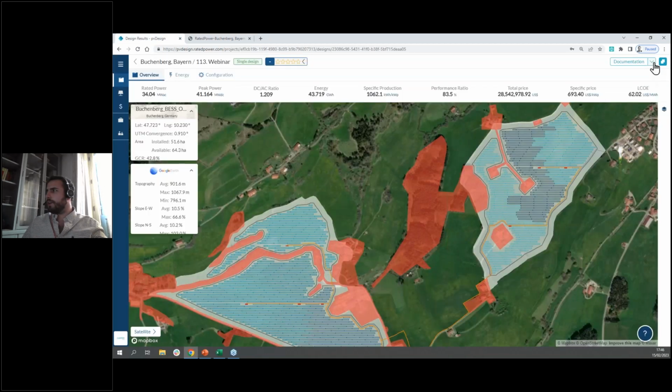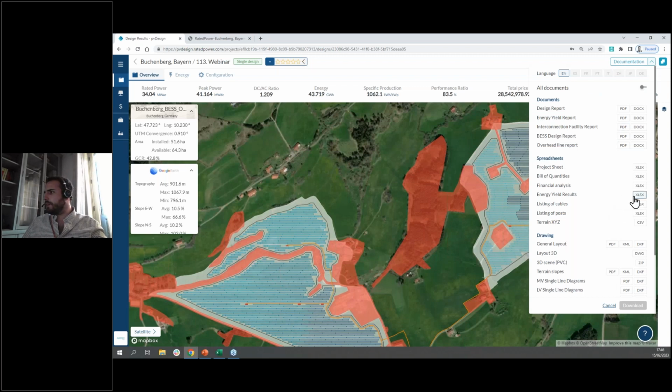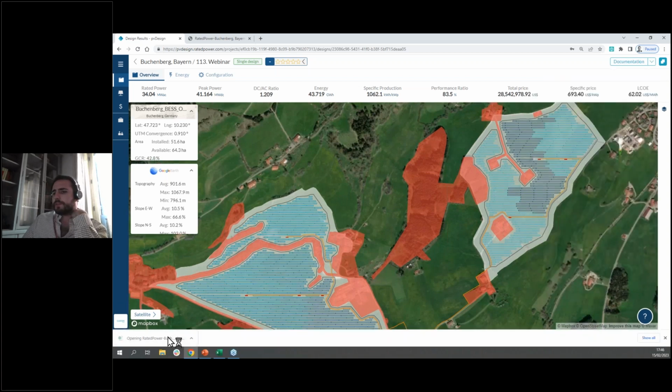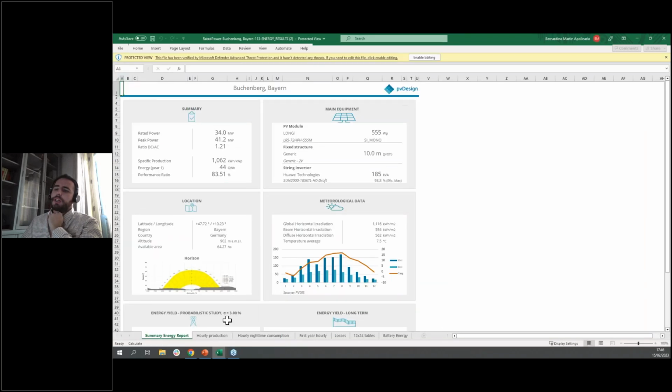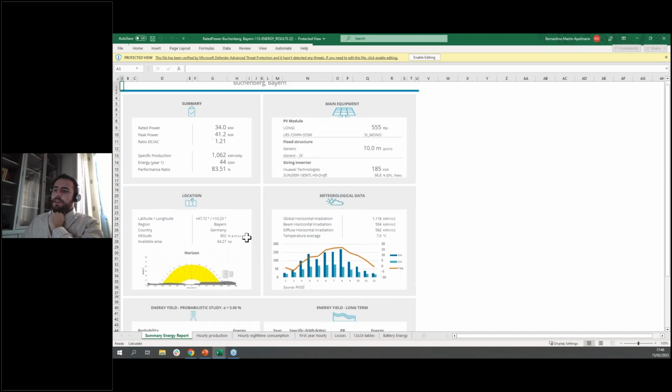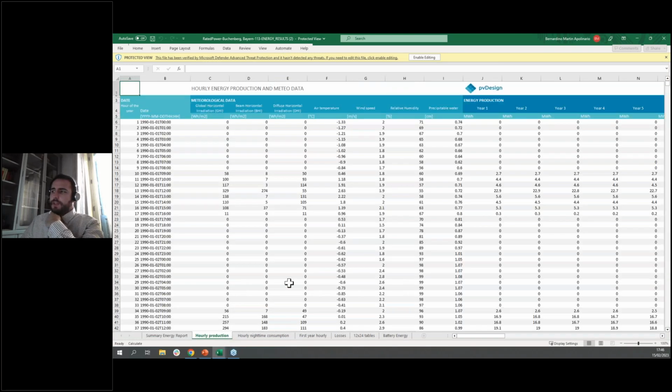Let me also download the Excel file. So here we have the energy results in Excel. This is also an example of a financial model that we are going to use later to see how we can use the data. This energy report is generated by pvDesign, and here we can see the yearly production data.